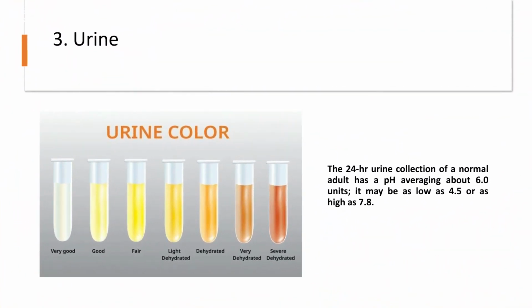Next, we move on to the third pH maintaining system in our body, which is urine. Kidneys are continuously excreting urine. The 24 hour urine collection of a normal adult has a pH averaging about 6 units, meaning pH 6. Sometimes it may be as low as 4.5 or as high as 7.8.